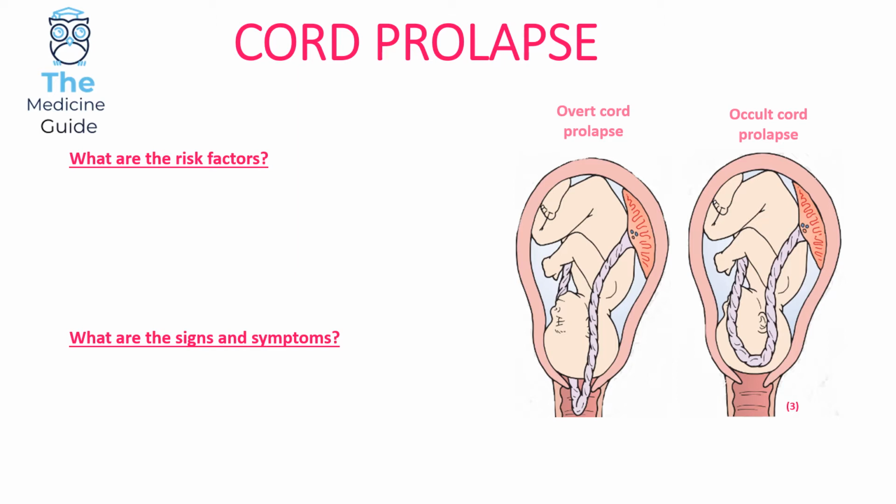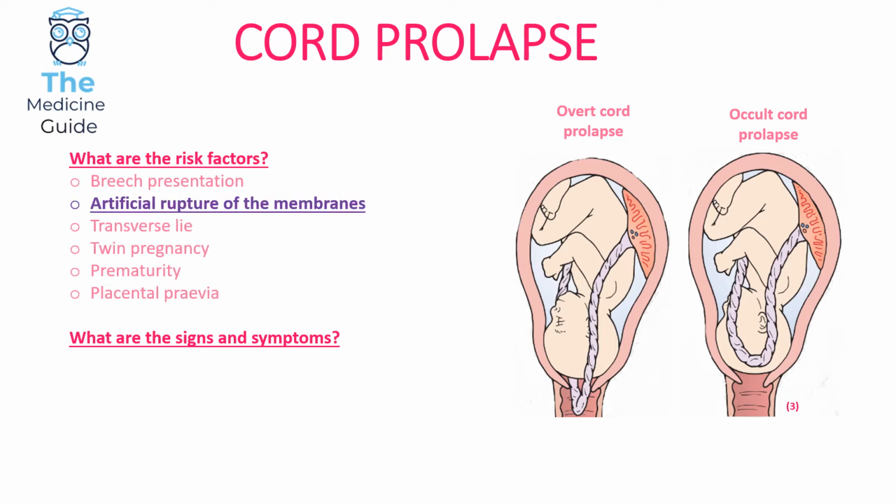Now we need to focus on the risk factors for cord prolapse. So the risk factors of a cord prolapse include a breech presentation, artificial rupture of the membranes, a transverse lie, so that's when the baby is lying horizontally across the mother's abdomen, a twin pregnancy, prematurity and placenta previa, and I'll explain placenta previa in the remainder of the video.